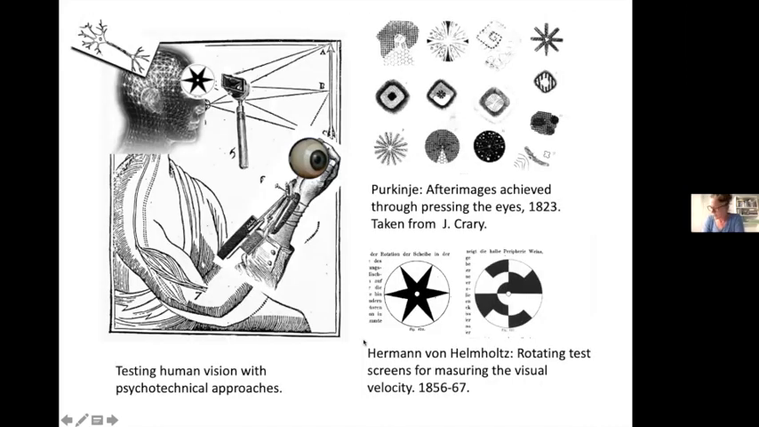Somebody like Purkinje, for example, a physicist from around 1900, repeatedly pressed his eyes in an experiment and exposed his gaze to lurid flashes in order to decipher the functioning of the eye from the image impressions that caused these afterimages. So this is also a typical way to actually do research on the organ itself. Or the famous rotating discs or screens from Hermann von Helmholtz for measuring the visual velocity. So there are all these images to actually test human vision.